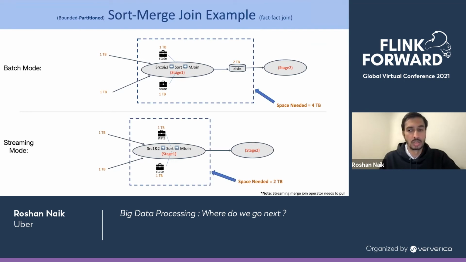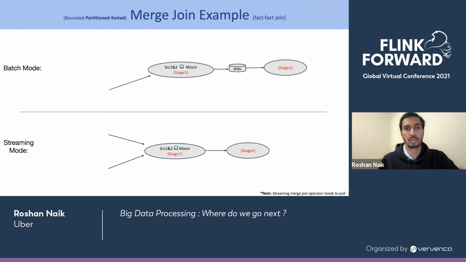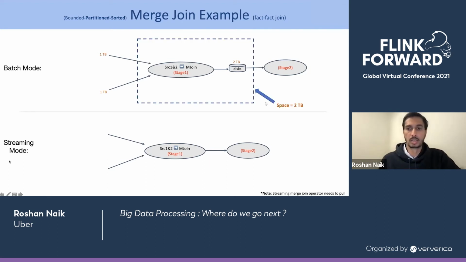there is no change here. It's still 2 terabytes because the amount of state stays the same. Now we can further simplify this example by assuming that the input is already sorted and partitioned, and therefore what it means is you can eliminate the sort step within this stage here. And in this case, this translates to 2 terabytes of space in the batch example and 0 in the case of the streaming example.